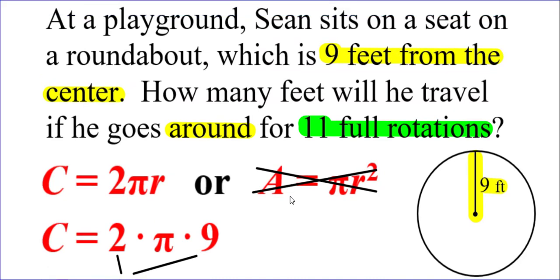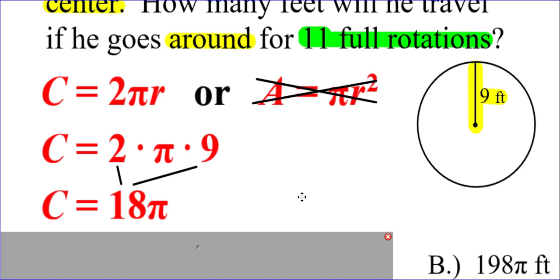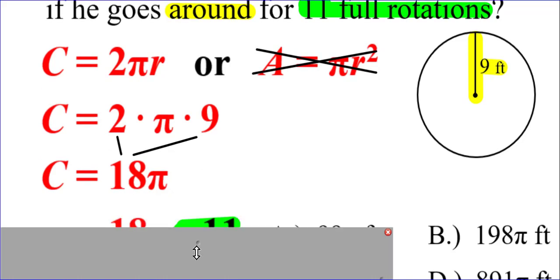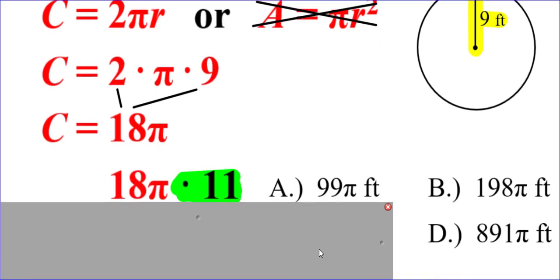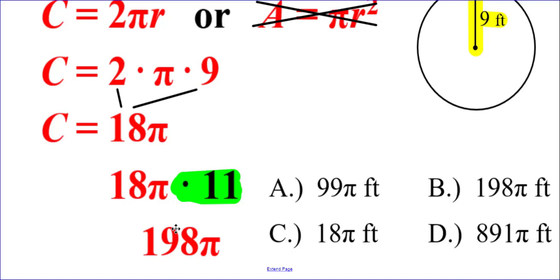Always, when you have word problems, go back and reread the question. Make sure you solved what it asked you to solve. It said, how many feet will he travel if he goes around for 11 full rotations? We only have one full rotation so far. The circumference, the distance around the circle, that's one time around. That's one rotation. To get 11 full rotations, we're going to have to take 18 pi times 11, which would be 198 pi. And that was choice B.